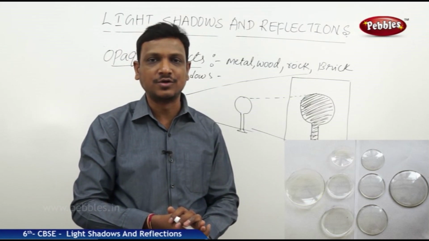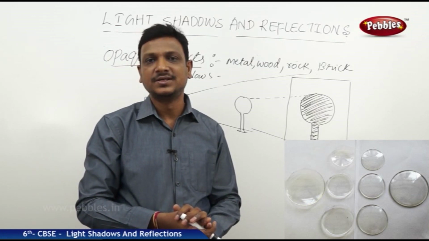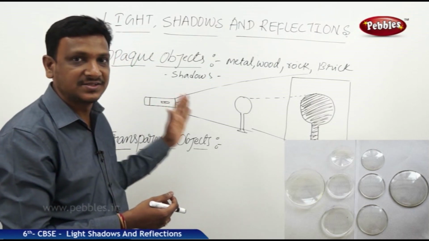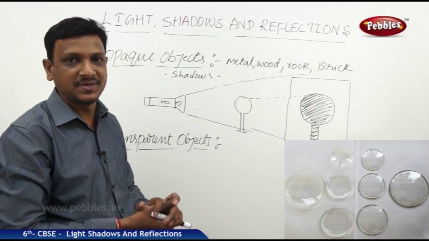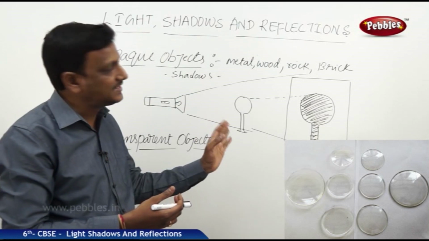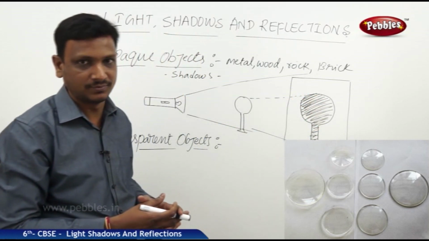We can enjoy a lot with the shadows. So that is all happening because of the light and shadows, right? So now you understood what is a shadow. So shadows are casted by opaque objects. When an opaque object is kept in the path of light, as it obstructs the path of light, the light doesn't fall on one particular area. So that area is considered as a shadow.